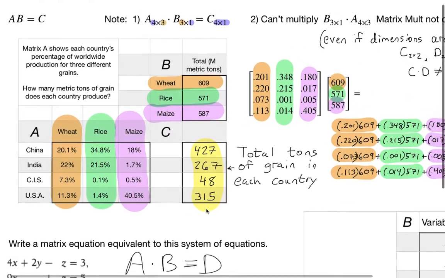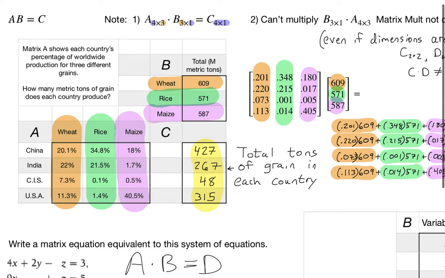So like I said before, A times B is equal to C. Let's note a couple of things. First of all, in this new problem, this is a 4x3, so 4 rows by 3 columns. This is a 3x1 matrix here, and so the resulting matrix is going to be a 4x1 matrix here.